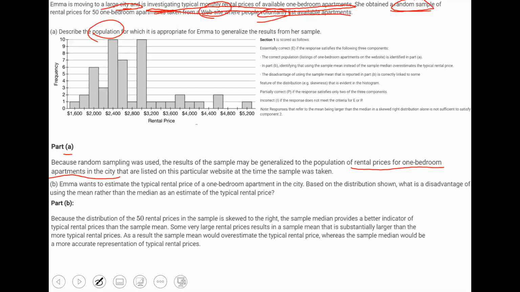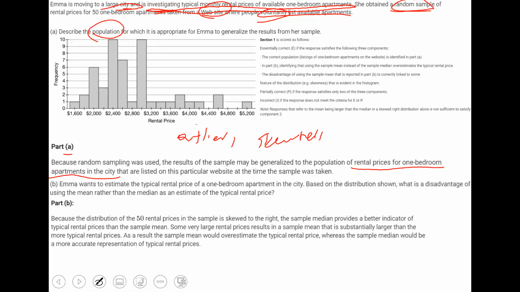Part B: Emma wants to estimate the typical rental price of a one-bedroom apartment in the city. Based on the distribution shown, what is a disadvantage of using the mean rather than the median as an estimate of the typical rental price? A lot of you, I saw two kinds of answer. I saw people saying outlier, and I saw people say skewness.